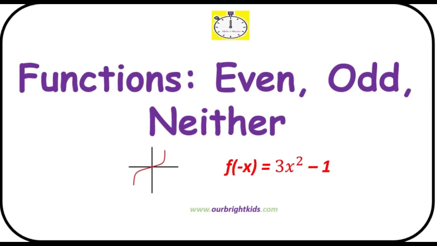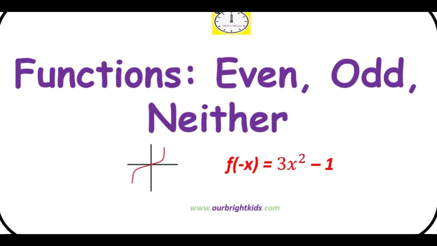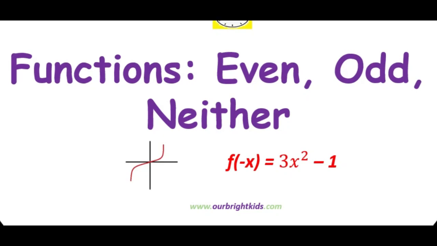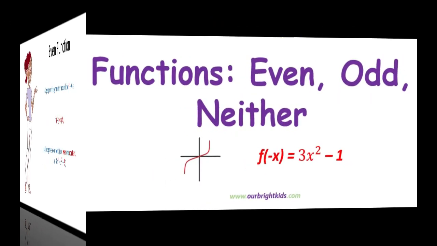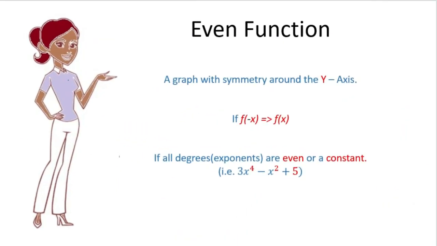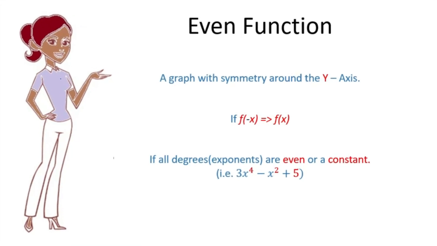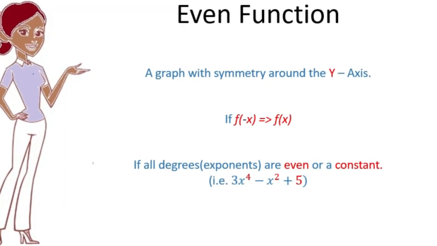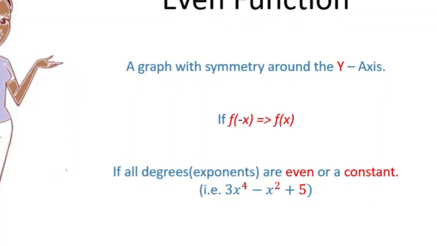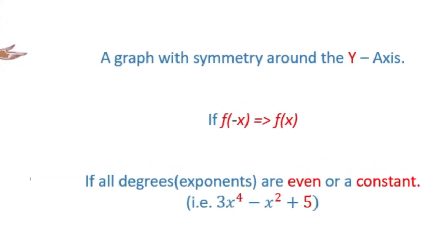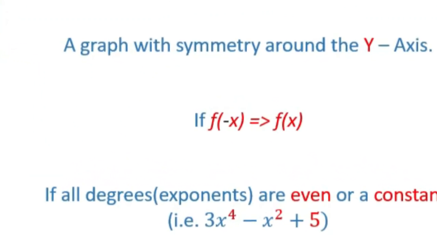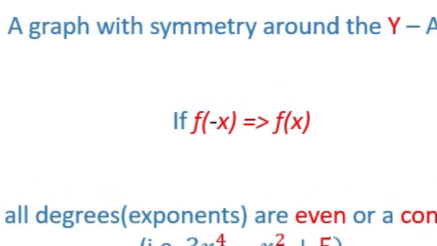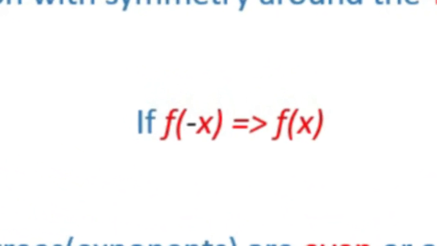In this Math in Minute video, we're going to determine whether a function is even, odd, or neither. To determine if a function is even, you can look at a graph and see if there is symmetry around the y-axis. Algebraically, you can substitute negative x wherever x is in the function, and when you solve it, if you get the original function back, then it's even.